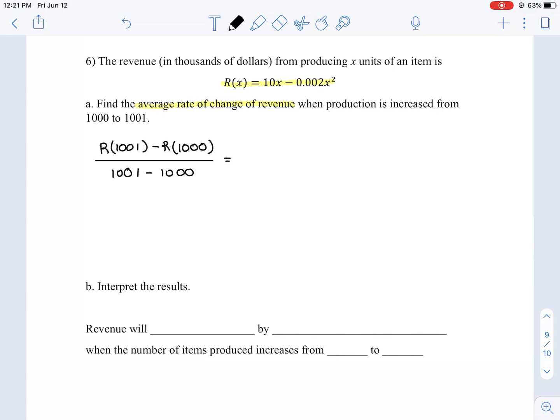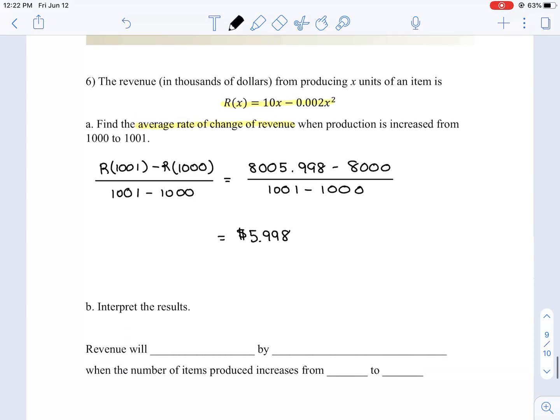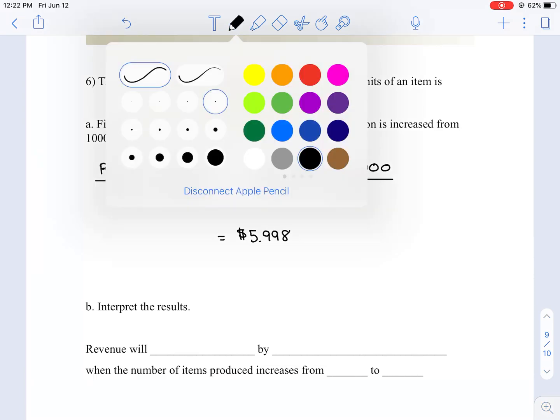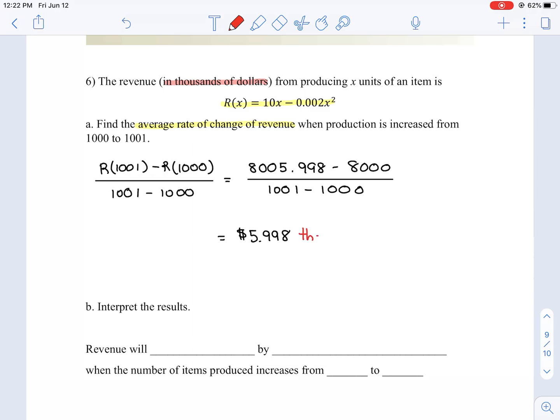We can use Desmos to evaluate R(1001), and when you do, that is 8005.998. R(1000) is 8,000. And when you're done with the arithmetic, the result is 5.998. And we have to be careful because revenue is in thousands. So the revenue is not 5.998. The revenue is actually 5.998 thousand dollars.